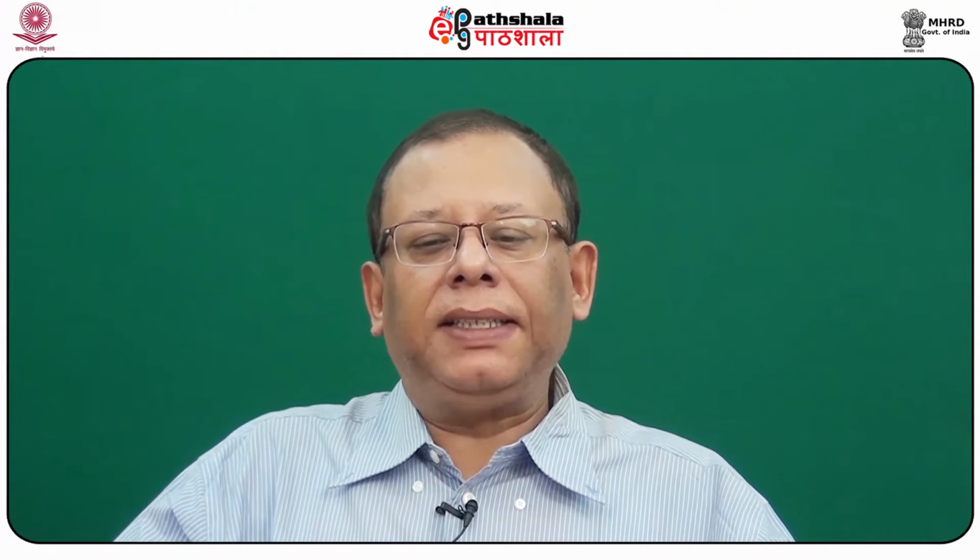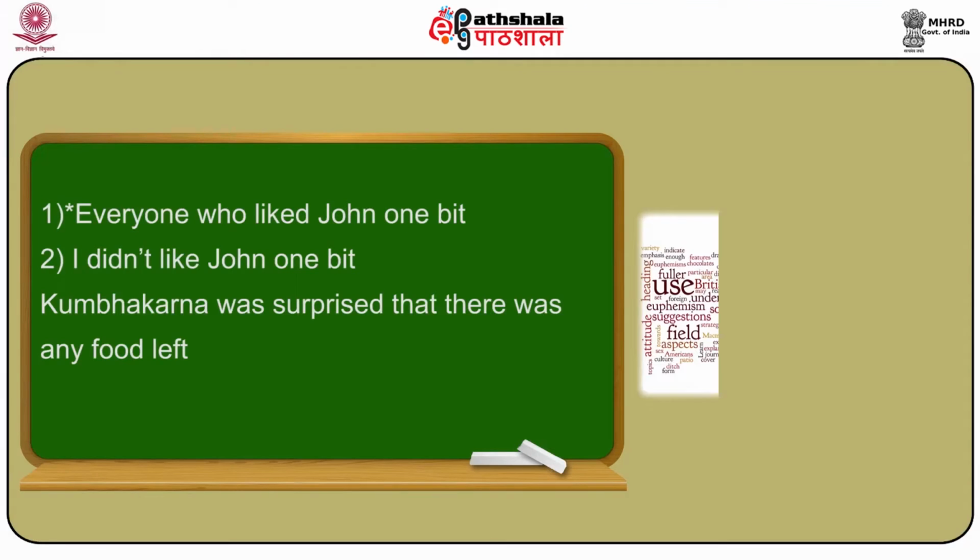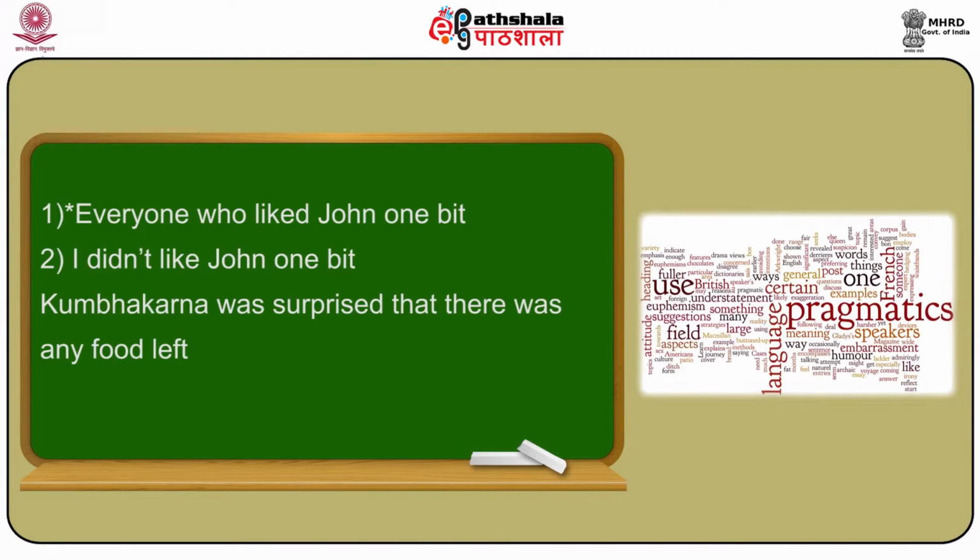NPIs like any and ever are weak, as they occur in DE environments. NPIs like in years are strong, as they occur in anti-additive environments. NPIs like one bit are super strong, as they occur in antimorphic contexts. So, for example, everyone who liked John one bit is not a good sentence, but I didn't like John one bit is a good sentence. Everyone who likes John one bit is not a good sentence. One bit is super strong.